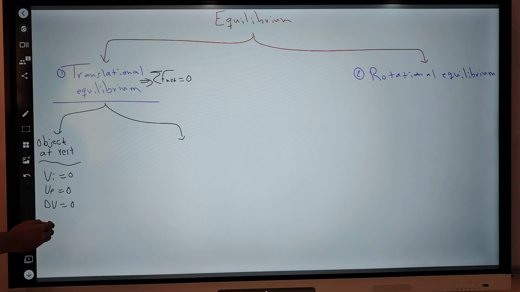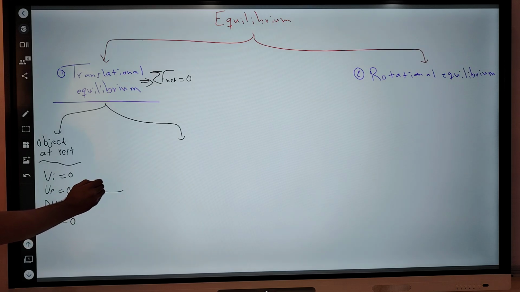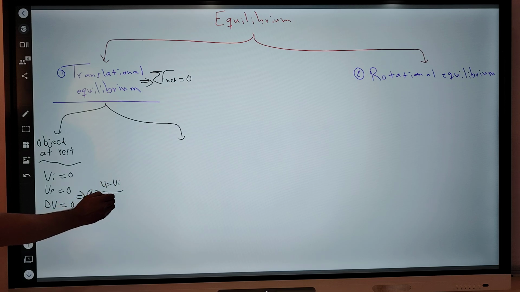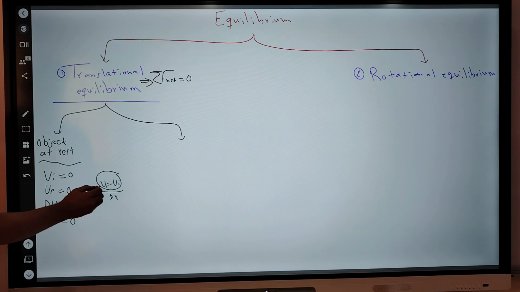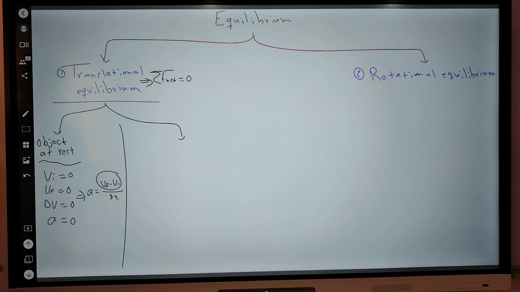When delta V, the change in velocity, is zero, acceleration is also zero. Why? Because acceleration is the change in velocity: V final minus V initial over time. In the case when V final is equal to V initial, acceleration becomes zero, okay?